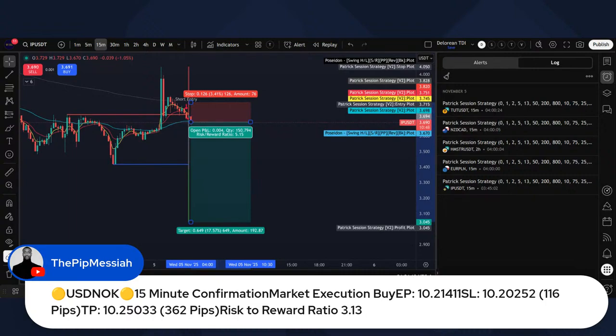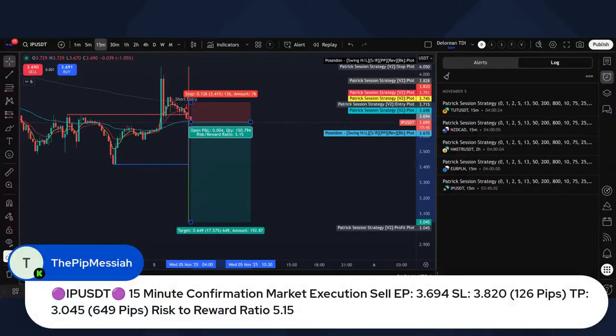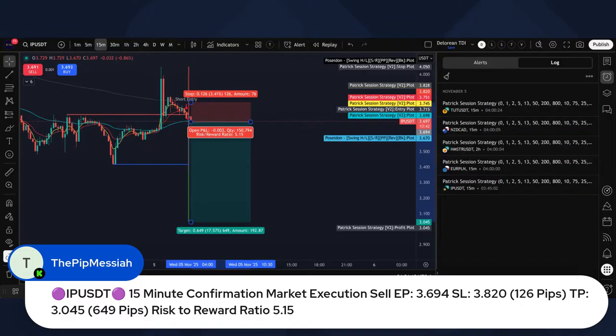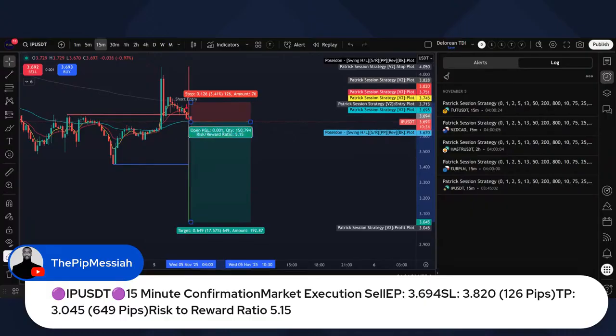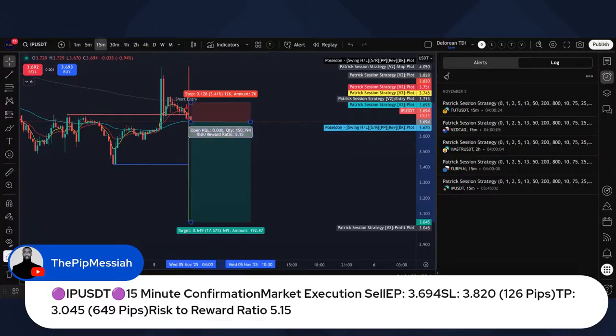All right, last call of the morning. This is IP versus Tether, 15-minute sell. Entry price is 3.694. Stop loss is 3.820, 126 pips. Take profit is 3.045 for 649 pips. The risk is 5.15.